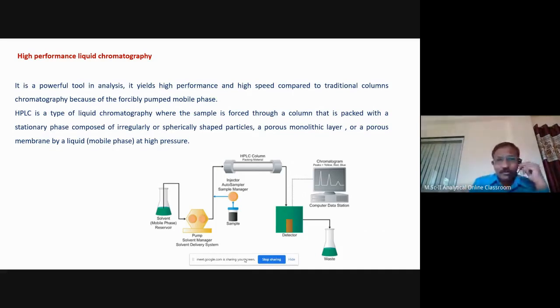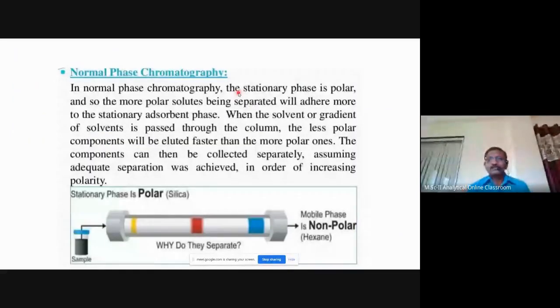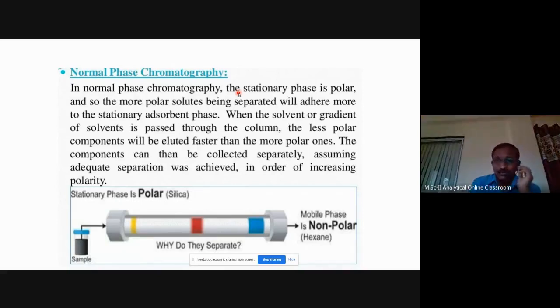So I think HPLC also, at undergraduate level, we have observed the number of steps that are involved on the basis of column, and whether it involves normal phase chromatography. Stationary phase is polar, so the more polar solids are separated on the basis of adhering to the stationary phase, and when the solvent system, that is a gradient of solvents, passes through the column, the less polar component will elute faster than the more polar one. Because here the stationary phase is commonly polar, in normal phase this column has a polar system, and that's why the non-polar mobile phase is coming fast, and that's why the less polar component is eluted first.